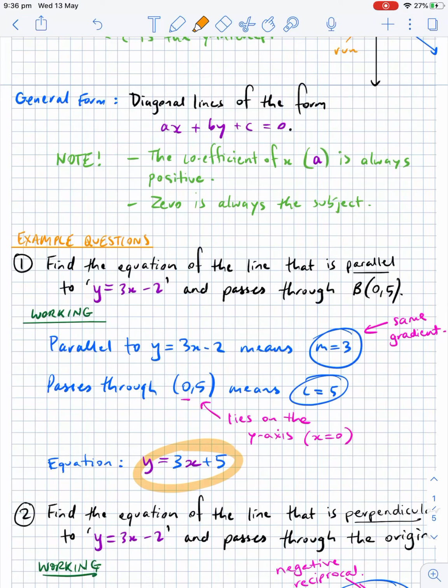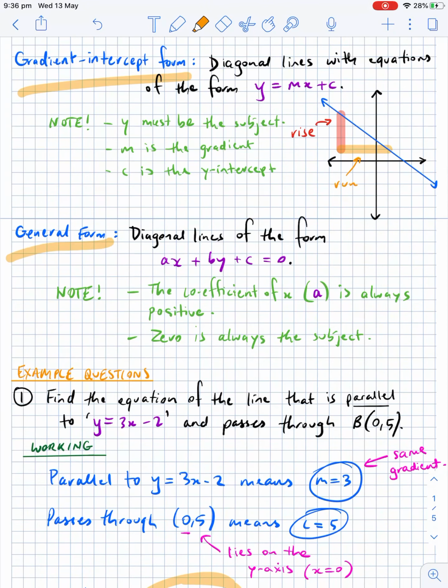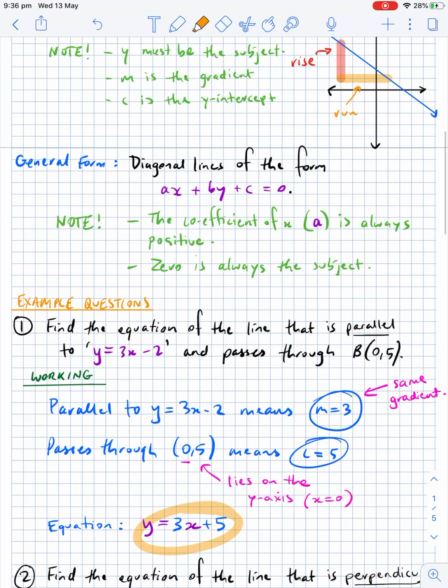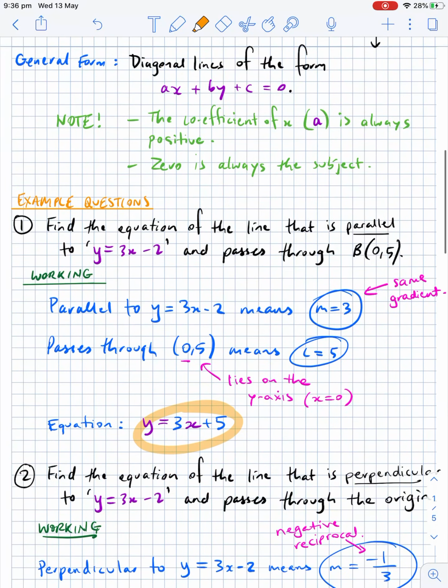Okay, general form is another form for diagonal lines. So this and this both refer to diagonal lines, but this is of the form ax plus by plus c equals 0, where a, b, and c are random numbers. Note the coefficient of x, which is a, is always positive. It has to be positive. And 0 is always the subject on one side of the equation. So it doesn't matter what b and c are, whether they're positive or negative, but a has to be positive and 0 has to be the subject on one side of the equation for it to be in general form.